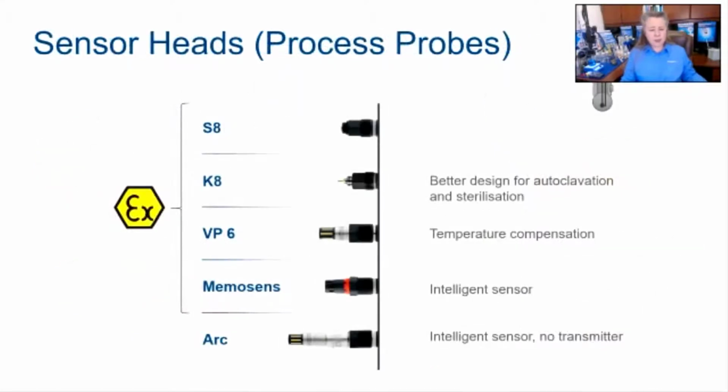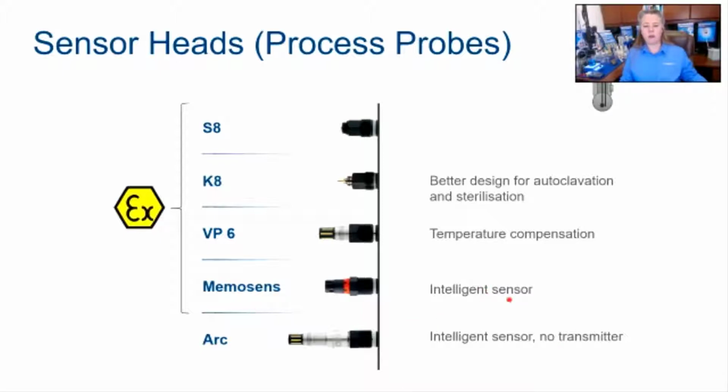In process, this is going to depend on what your bioreactor requires. All of these are standard connectors. An S8 and a K8 are really good for autoclavation and sterilization. They're also a much older form of connector. The K8 are still used, the S8 are less used. VP6 has temperature compensation, but it's not what's called a smart probe. It's still an analog sensor.